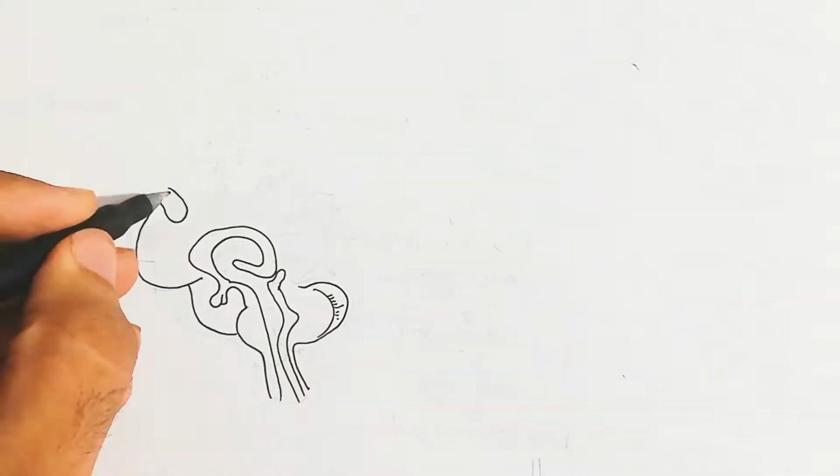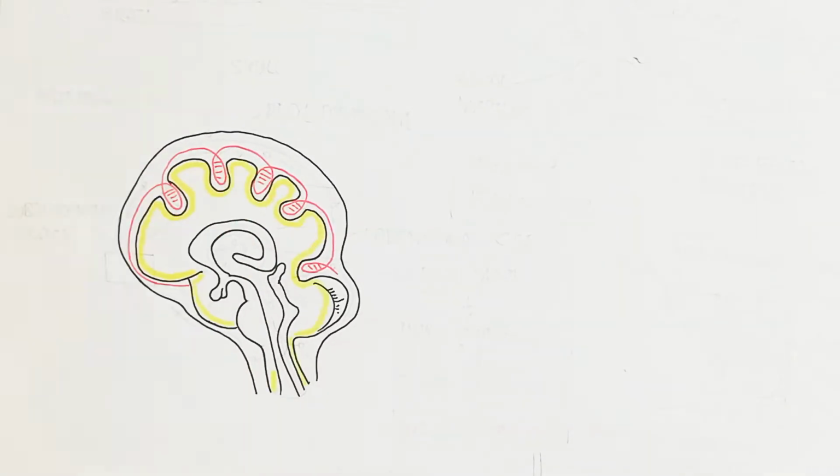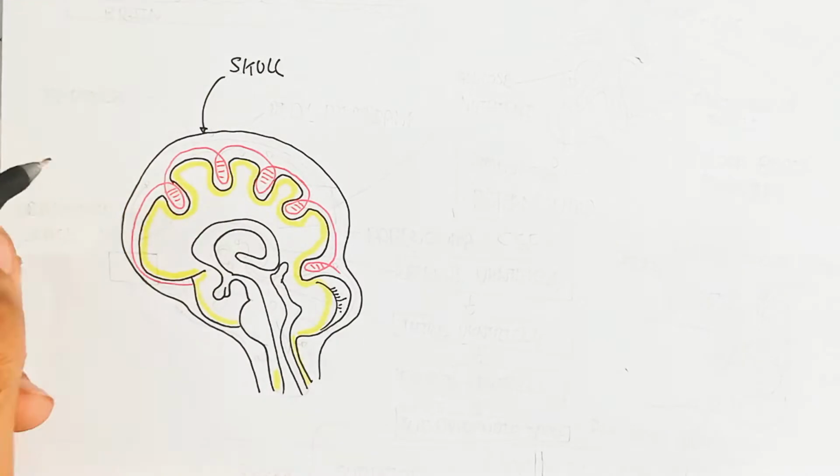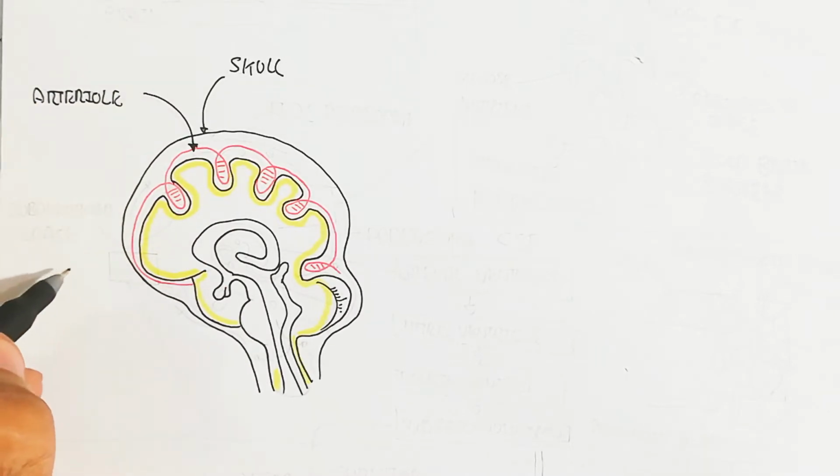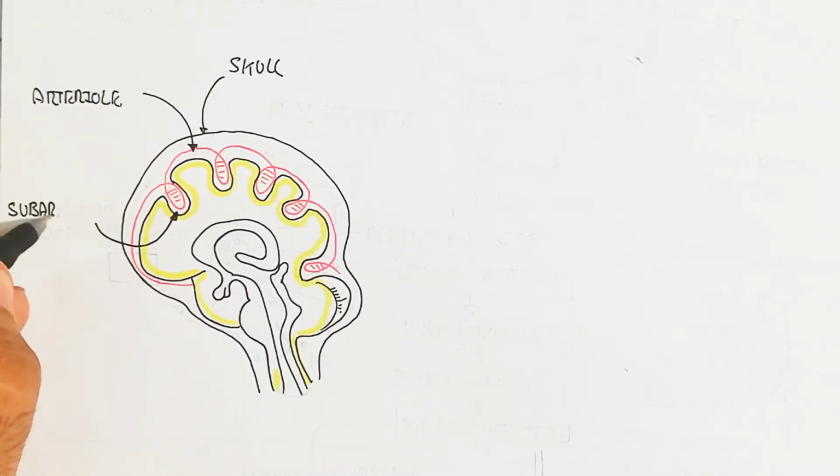Hello, in this video we will discuss meningitis. We will focus on bacterial meningitis and also discuss the types of meningitis. So this is a brain that is surrounded by the skull, which contains osteocytes, the bone.